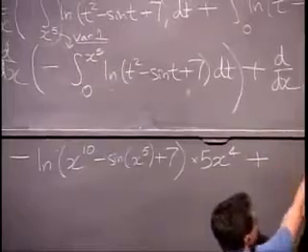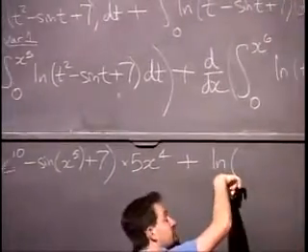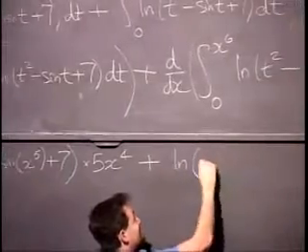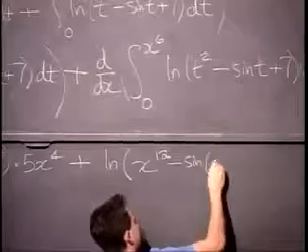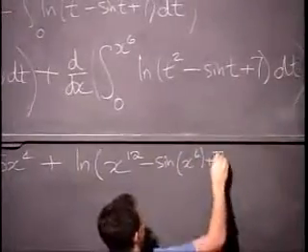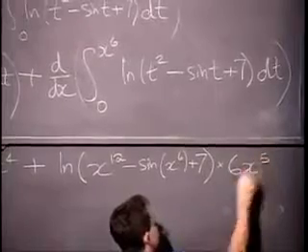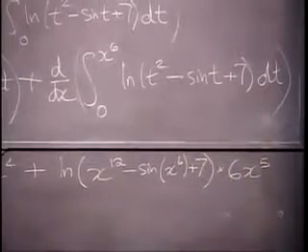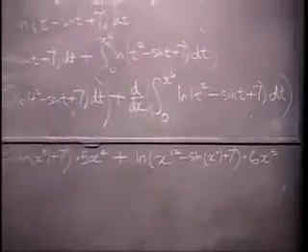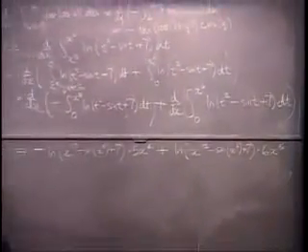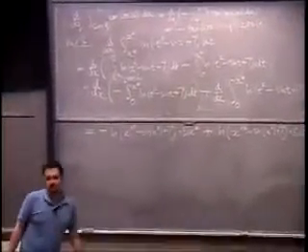And the second piece, I've got log of, now instead of t equals x to the 5th, I put x to the 6th. So I'll get x to the 12 minus sine x to the 6 plus 7. And I need to multiply by the derivative of x to the 6, which is 6x to the 5. And again, I'm just writing down that answer, but I really think it's a good idea to use the chain rule in a way that I did when I did variation 2.